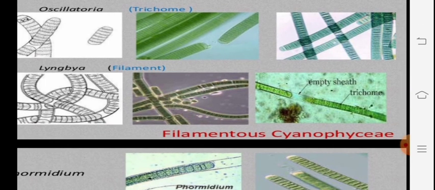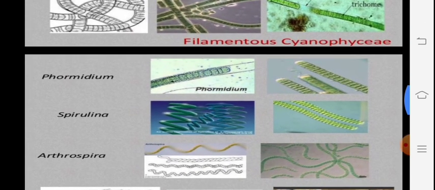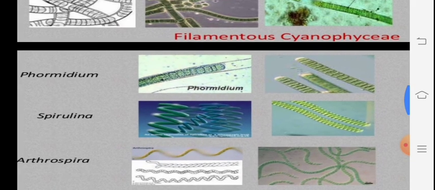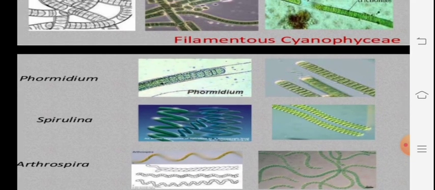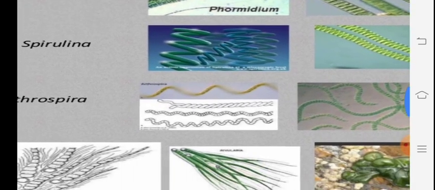Then Lyngbya is there, with filaments, empty sheath, and the trichome. So from it the filament gets the break. So vegetative reproduction is there. Then this genus Phormidium, you see there is a maximum region without content. So it helps for the vegetative reproduction. Then Spirulina, it's showing the helix-like structure, a photograph of the Spirulina.